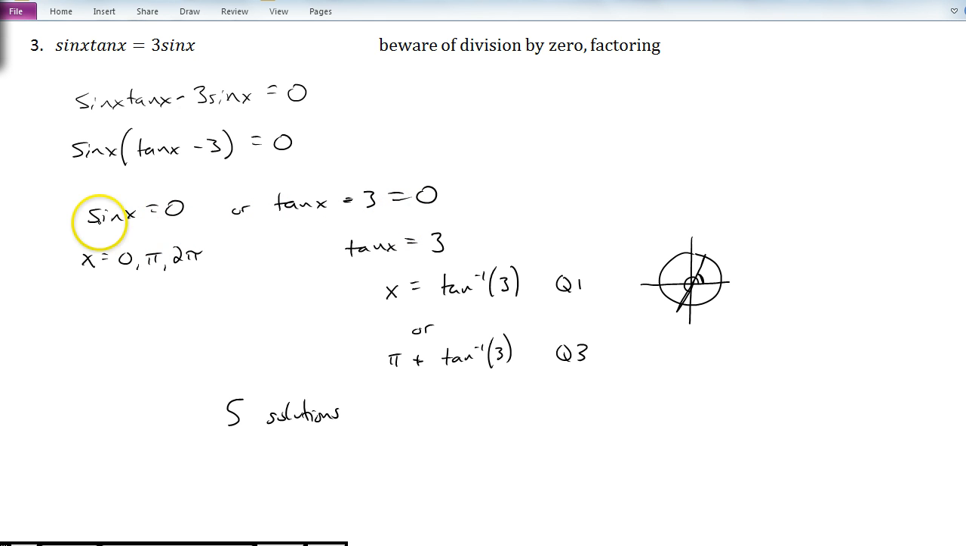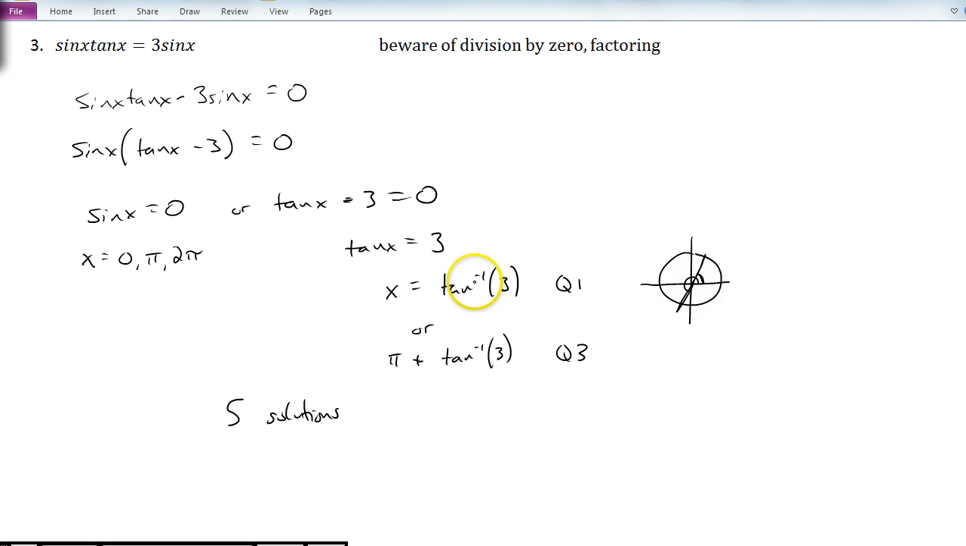Okay, so now I'm doing the trigonometry. Sine of x equal to 0, we've done that one before: 0, pi, or 2 pi. This is the one that I'm interested in. The tangent of x is equal to 3 somewhere in the first quadrant. Some angle makes that radius have slope 3. And then somewhere again in the third quadrant, the slope of 3 is going to be repeated.